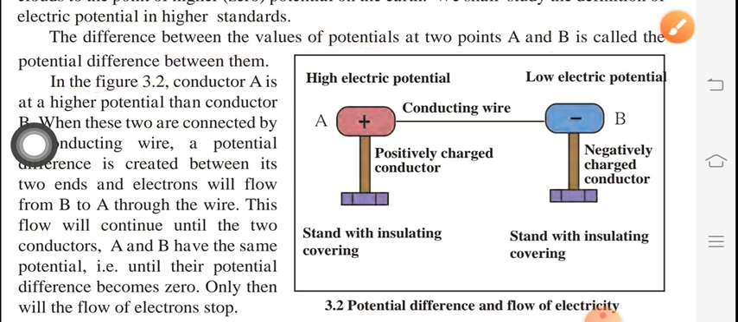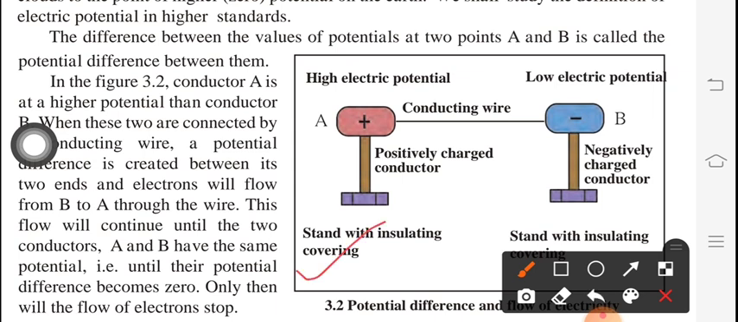Here in this diagram you can see two conductors, each standing on an insulating stand. One has a positive charge and one has a negative charge. Whatever difference we get, we call it the potential difference.